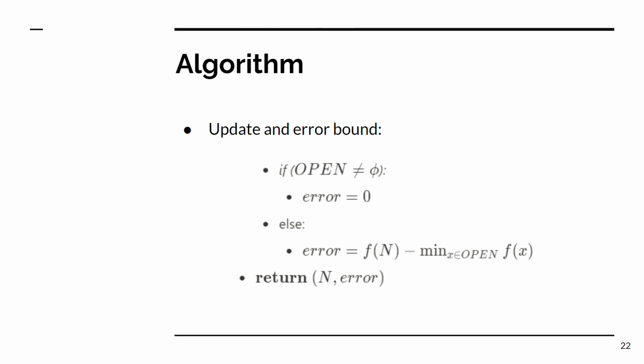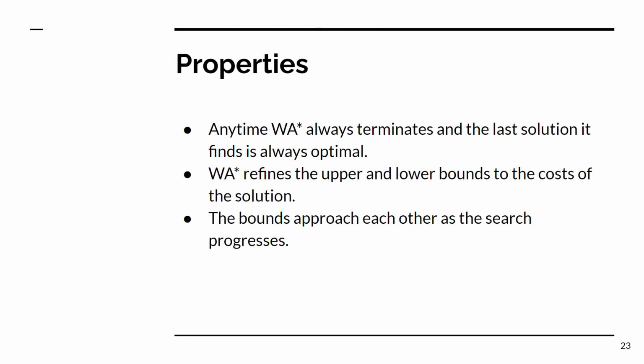Anytime A star also has some important properties. Firstly, it always terminates. If it continues to run, the last solution will always be optimal. Anytime A star refines the upper and lower bounds to the cost of the solution, and these bounds in turn get close to each other as the search progresses. Now let us look at some of the use cases, some examples of anytime heuristic search.